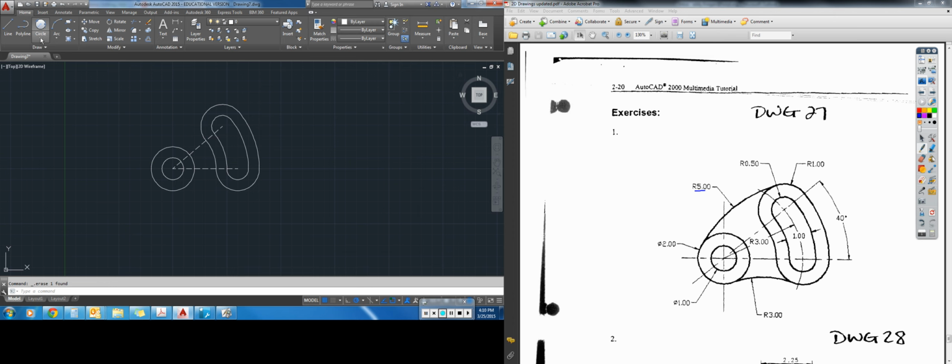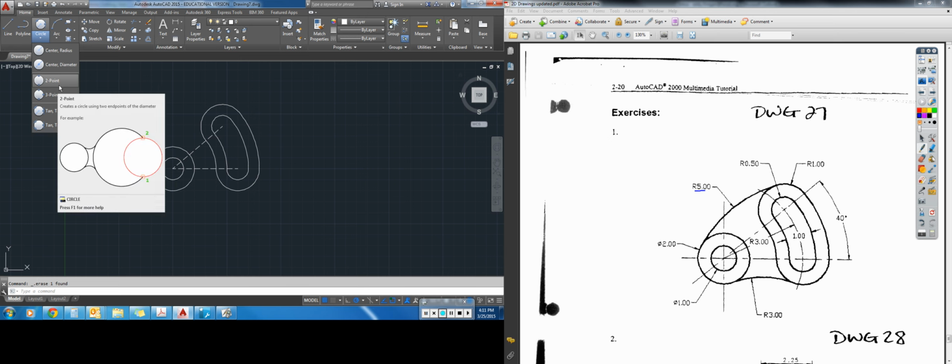So if you look over here at circle and click the arrow beneath it, you can do center radius, center diameter. That's sort of the most common way that we draw circles. You can also draw 2 and 3 point circles. That's if you know exactly where 2 points on a circle would be. Maybe you have a rectangle and your circle is going from the edge of a rectangle to the edge of another part of the rectangle.